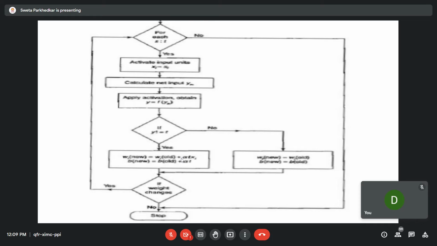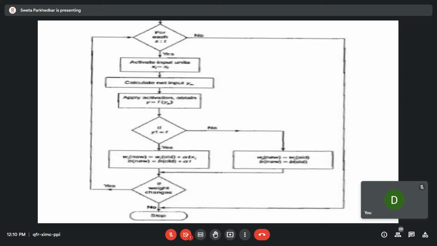Okay, in this flowchart, do you have any doubt? No, ma'am. Okay, I'll again teach you this flowchart.